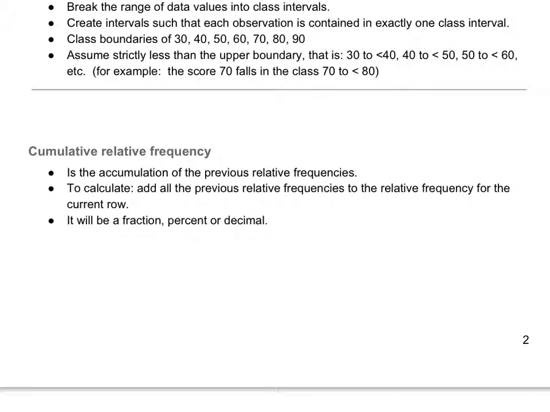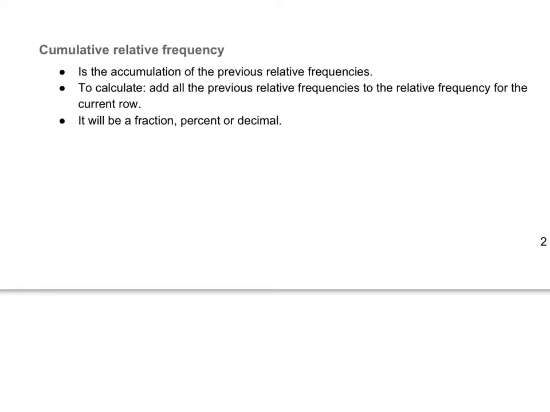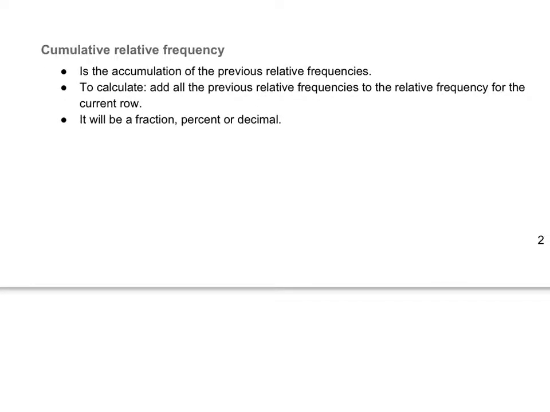We have an additional column to add when we have quantitative data. We can add the column cumulative relative frequency, and that is just the accumulation of the previous relative frequencies. So to calculate it, you add all the previous relative frequencies to the current relative frequency for the row that you're on. And just like relative frequency, it's going to be a fraction, percent, or a decimal.